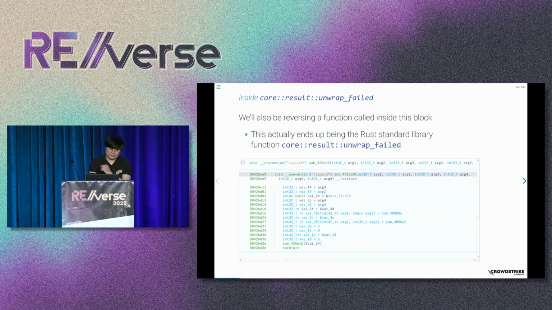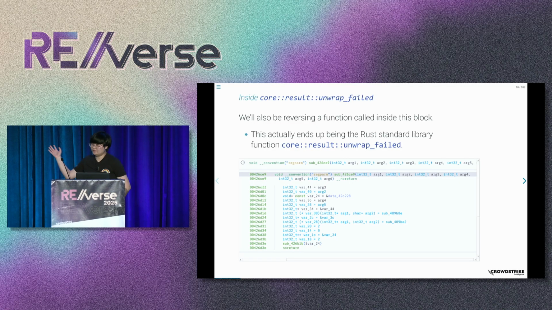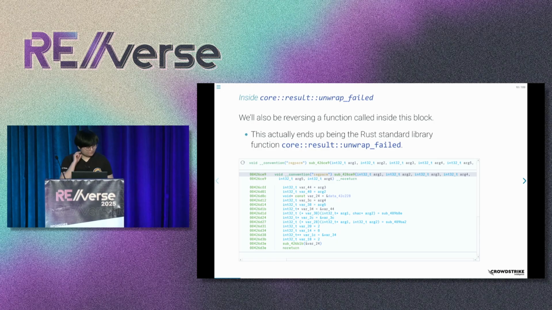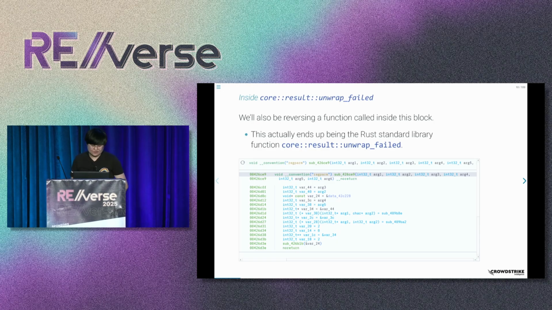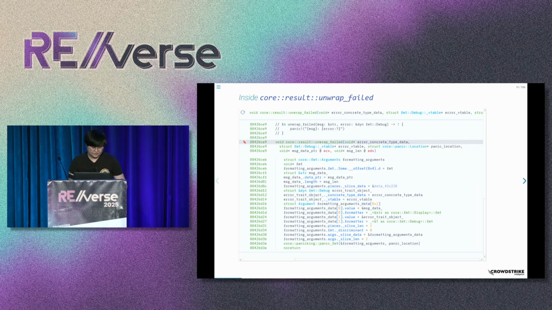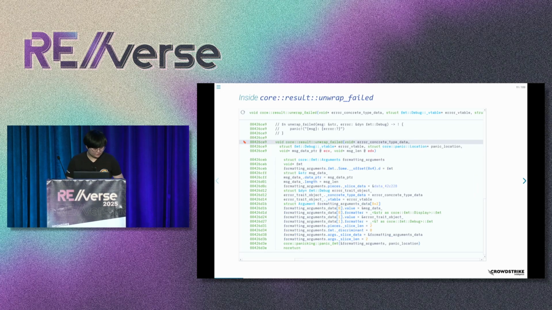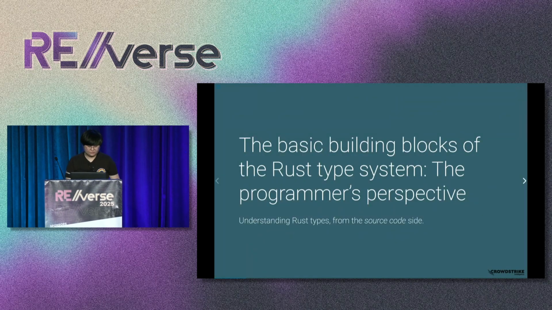We'll also be reversing the body of the function call inside that block. It actually ends up being a Rust standard library function, but we'll go from something like this, just when you open up the decompiler, or similarly, if you open up IDA and hit F5 in this function, to something that's maybe a little bit more like this. We're marking up those standard library types. Okay, so let's get started into our first section here.